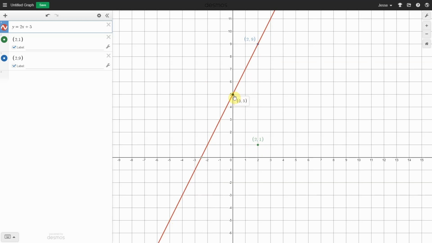Okay, now I'm going to show you how that looks algebraically. So here's what I mean. We're going to go back to the other page.